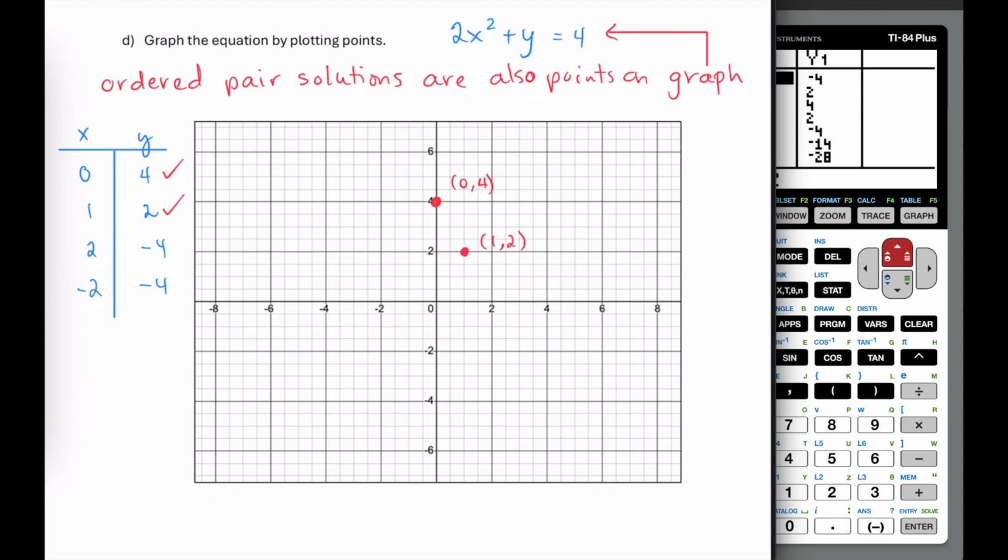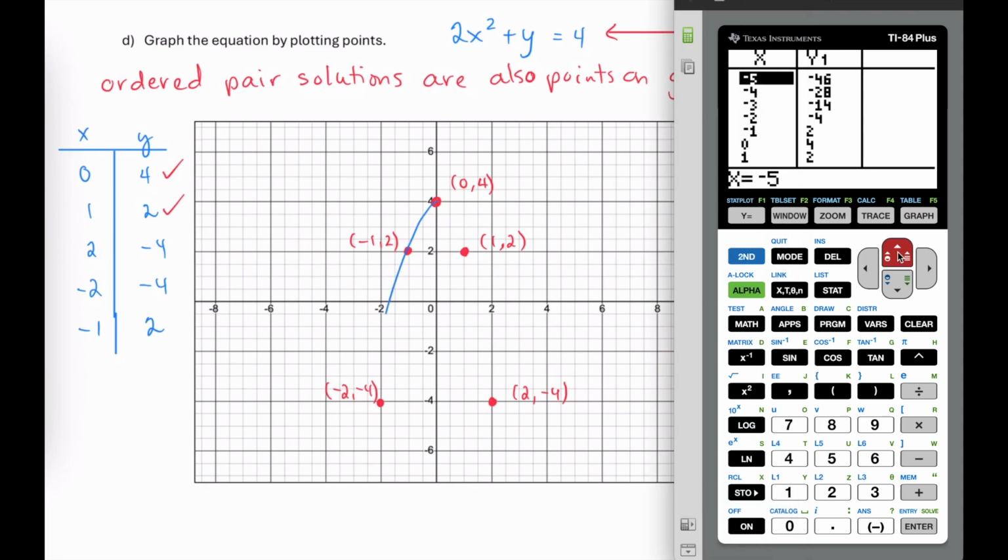We saw in part B that negative 1, 2 was also an ordered pair solution, and let's actually add that to our table of values over here. The calculator is telling us that 2, negative 4 is an ordered pair solution, and that negative 2, negative 4 is an ordered pair solution. If we were to continue to get infinitely many different ordered pair solutions, we could plot all those points and we would see that they begin to trace out what looks like a parabola.